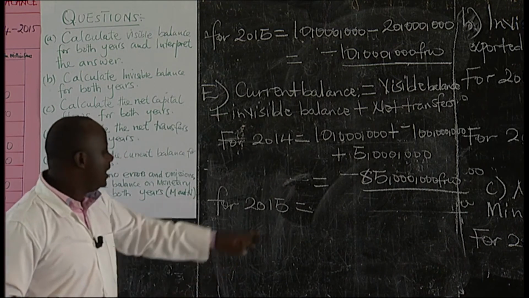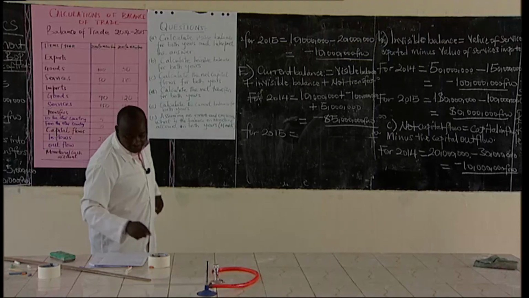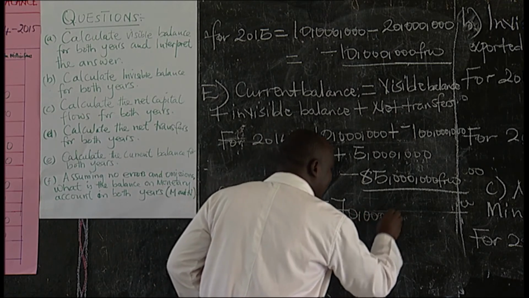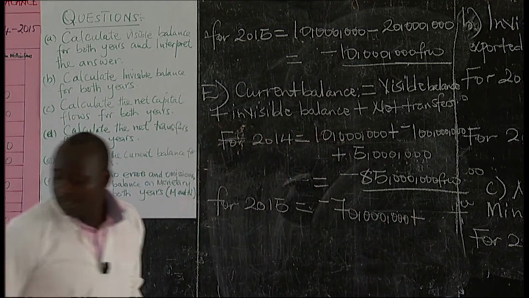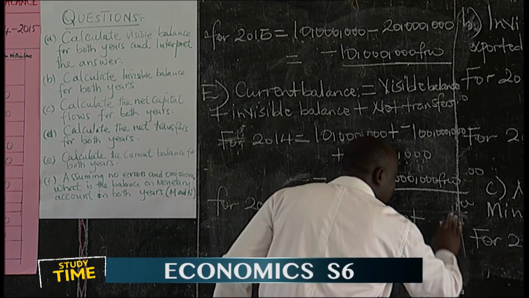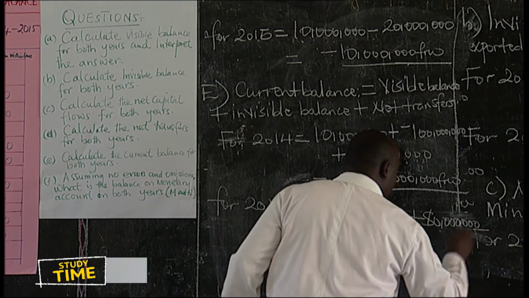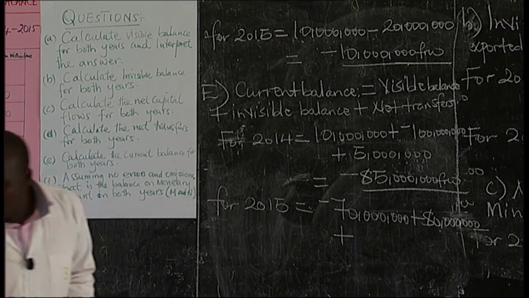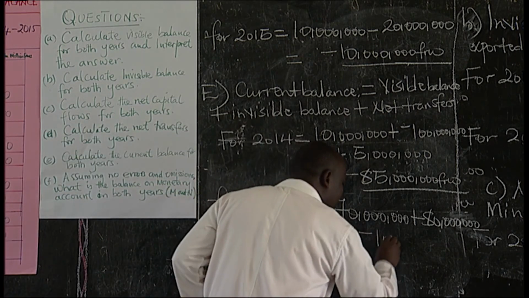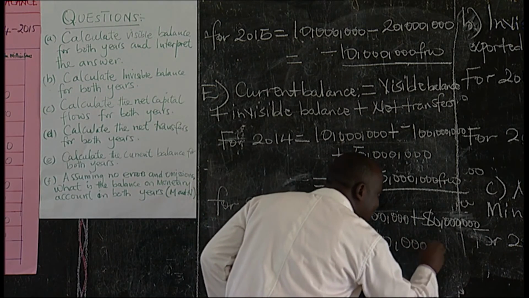Then for 2015, the current balance for 2015, we get the visible balance plus the invisible balance plus the net transfers. Now, in 2015, learners, what was the visible balance? In 2015, the visible balance was negative 70 million, plus 80 million, then plus the net transfers, which in 2015 was negative 10 million.